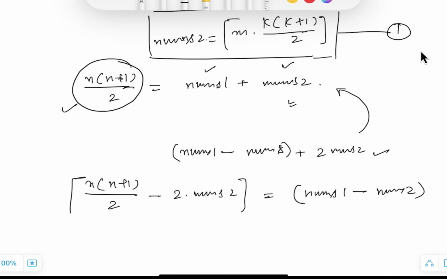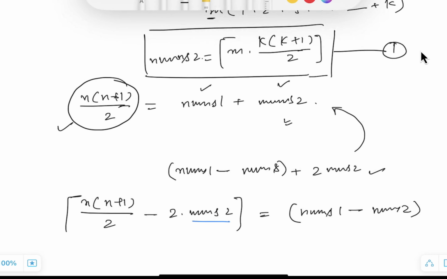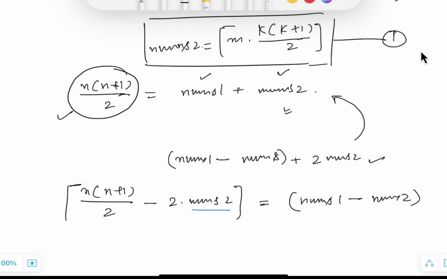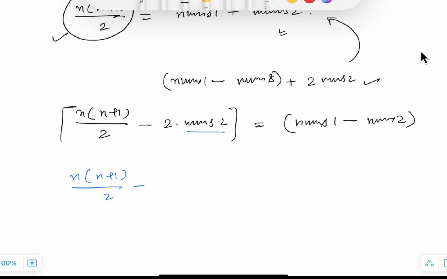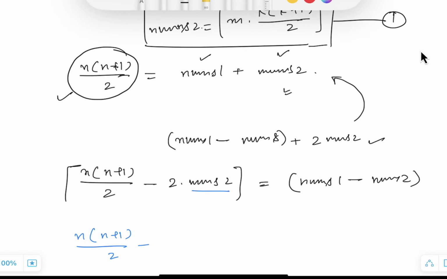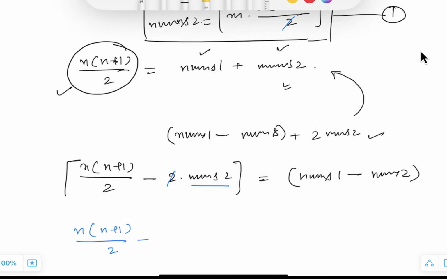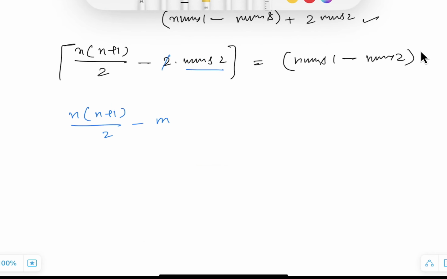Now my formula is a bit completed. I know the value of nums2. What is this nums2? This nums2 is equal to m into k plus 1 by 2. Let me write it here. n into n plus 1 divided by 2 minus m into k plus 1 by 2, and the 2 is cancelled out by that 2. So this is the formula, and this is something which is equal to my answer.